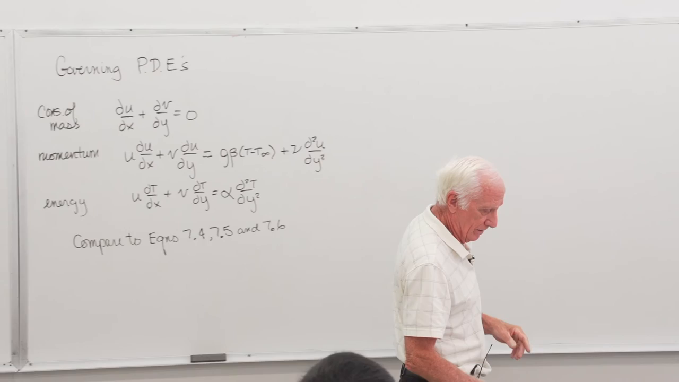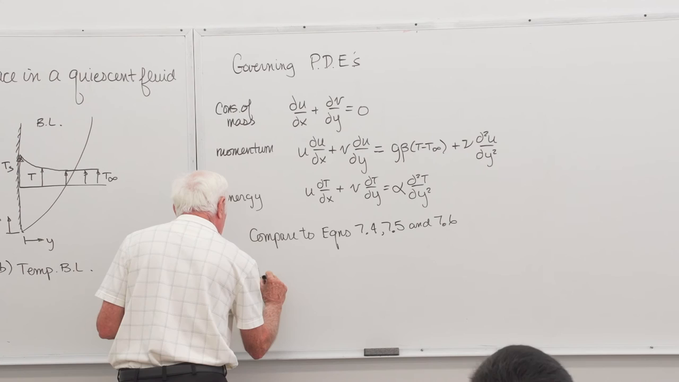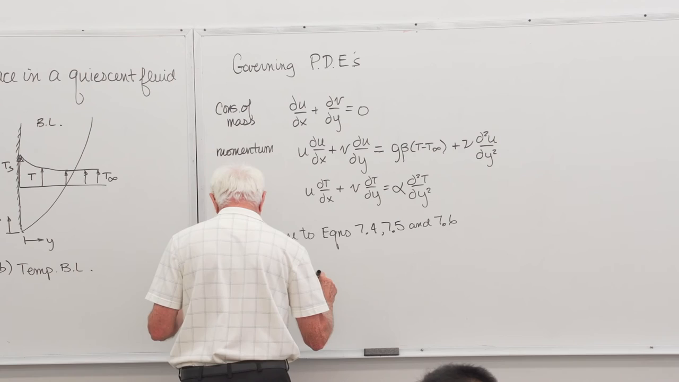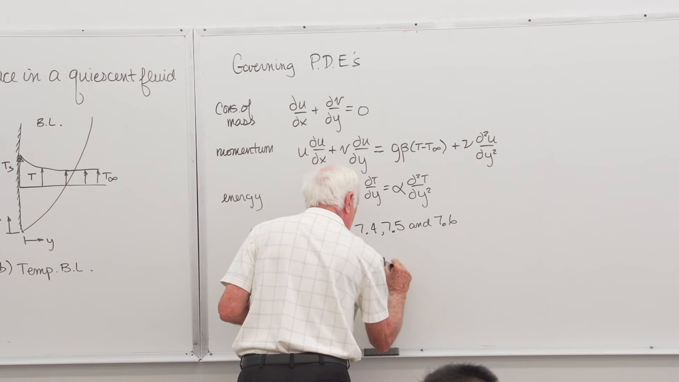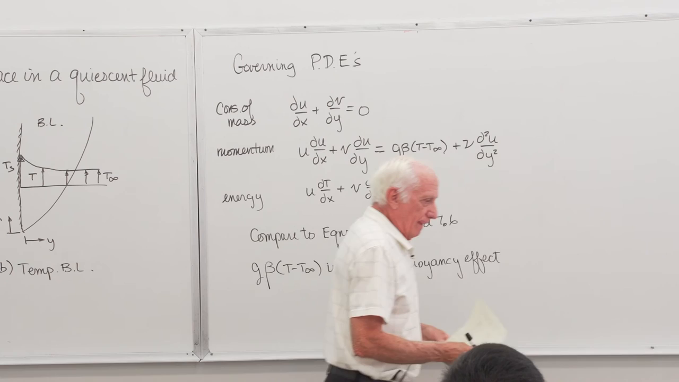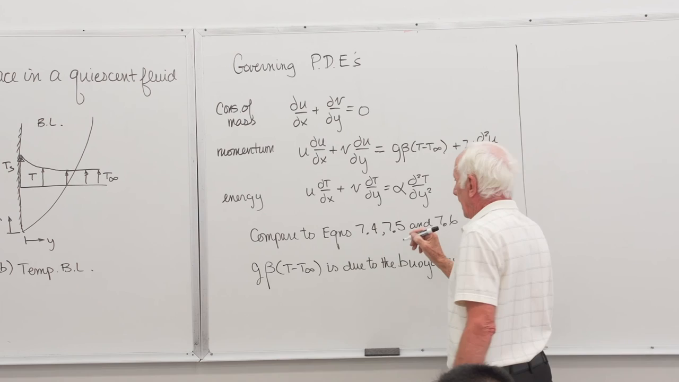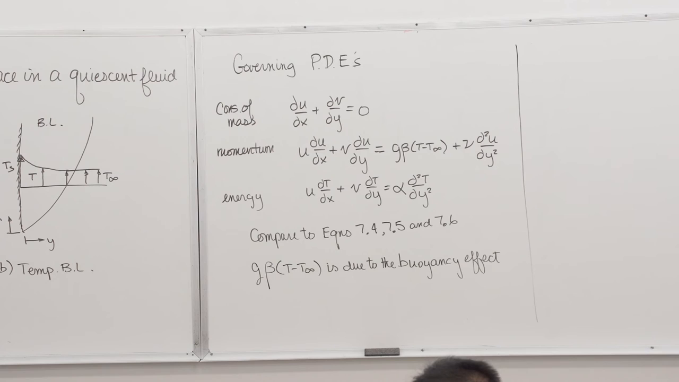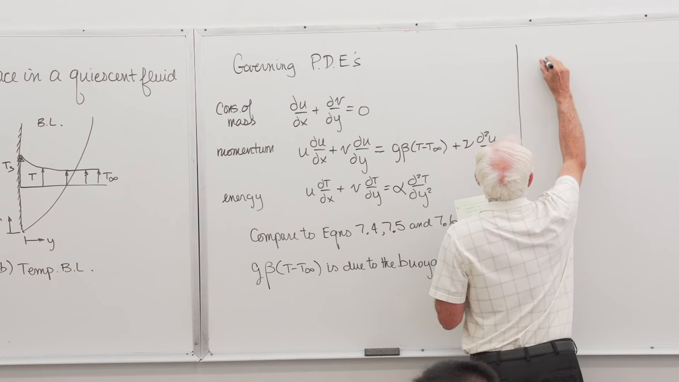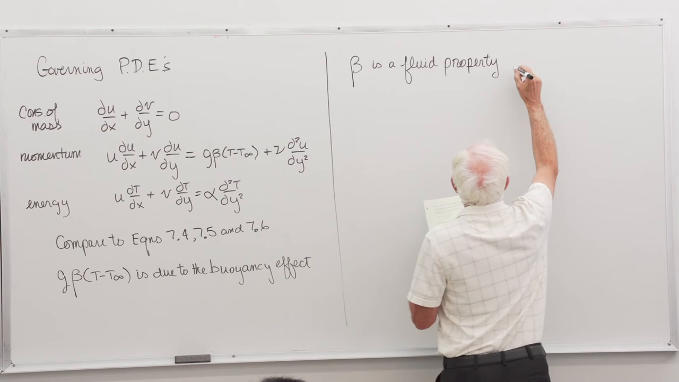Okay, and let's mention what this guy here is. g beta (T minus T infinity) is due to the buoyancy effect. I think I'll put that up here. Okay, you know what g is, gravitational constant. We'll use 9.81. Beta is the new thing. So beta is a fluid property called the volumetric thermal expansion coefficient.